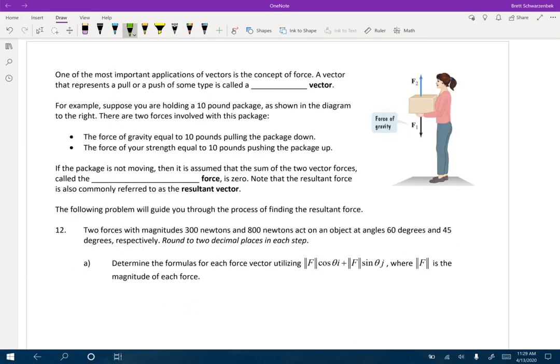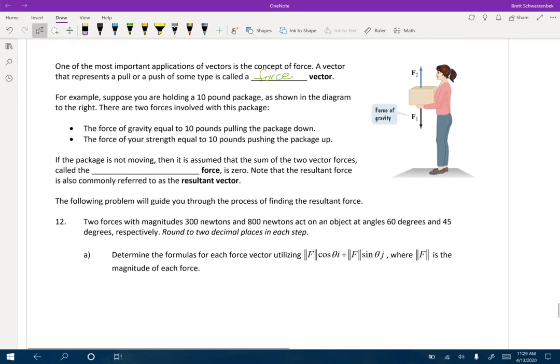Okay, so last concept in this section. It says one of the most important applications of vectors is the concept of force. A vector that represents a pull or a push of some type is called, logically, a force vector. Okay, so just a note. Let's say you have this lady over here who's holding a 10-pound package. That is the worst looking label of pounds I've ever seen. Okay, 10-pound package. So the idea from a gravity point of view is essentially there are two forces that are being acted on in terms of this package.